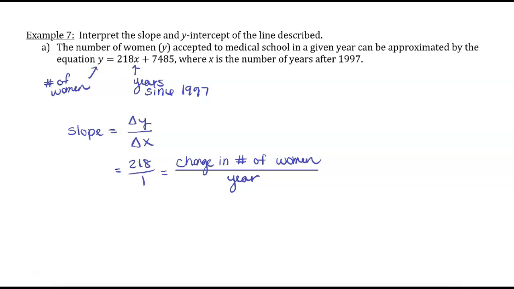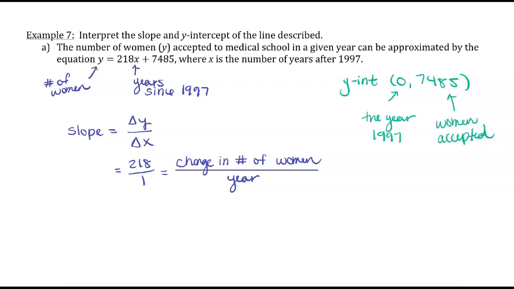Now let's talk about the y-intercept. The y-intercept in this case is the point 0, 7,485. With an x value of 0, that's 0 years since 1997. In other words, the year 1997. And if y is the number of women accepted to medical school, that tells us that 7,485 women were accepted to medical school in the year 1997. And this will conclude this lecture video.